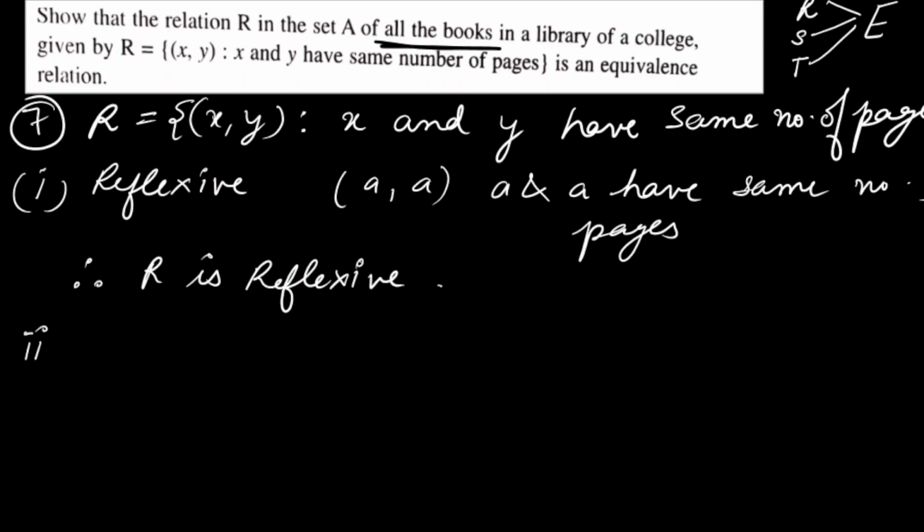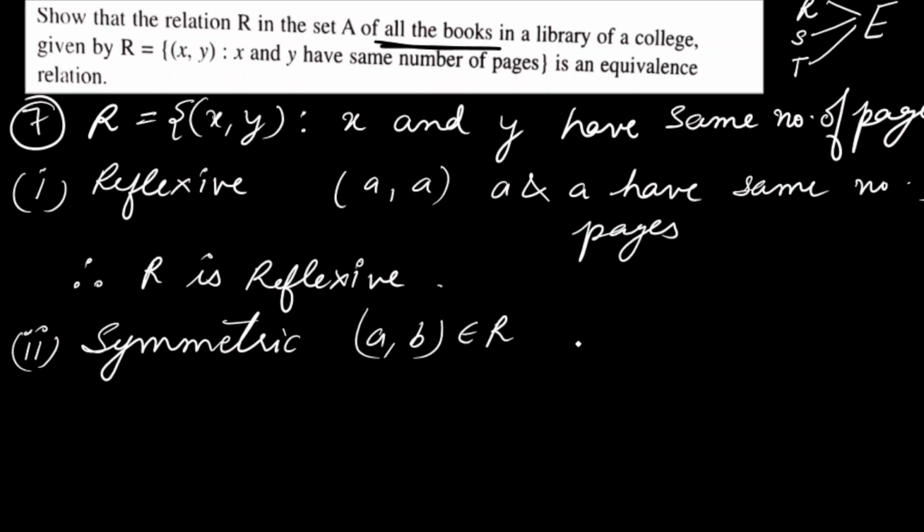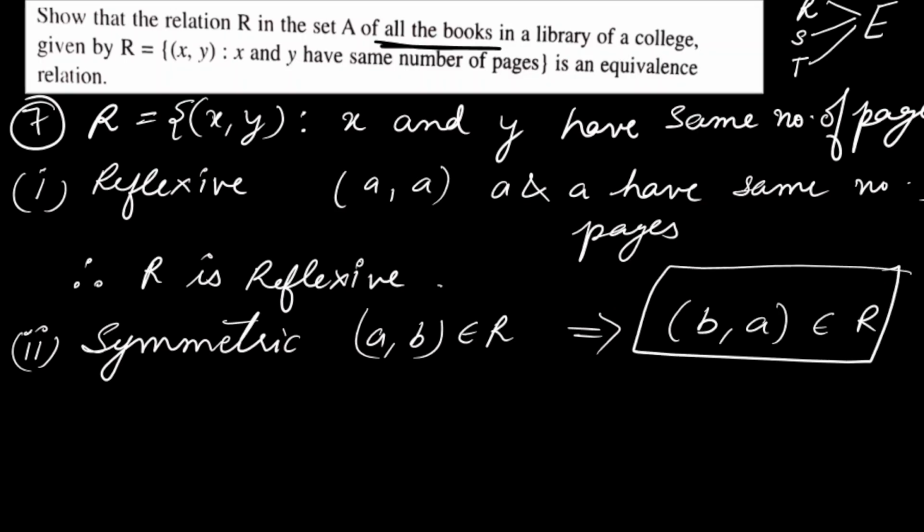Reflexive relation. Now symmetric. For symmetric, we know if A comma B belongs to R, it implies B comma A should also belong to R. So this thing we have to check. The thing which is after implies, that always we have to check.